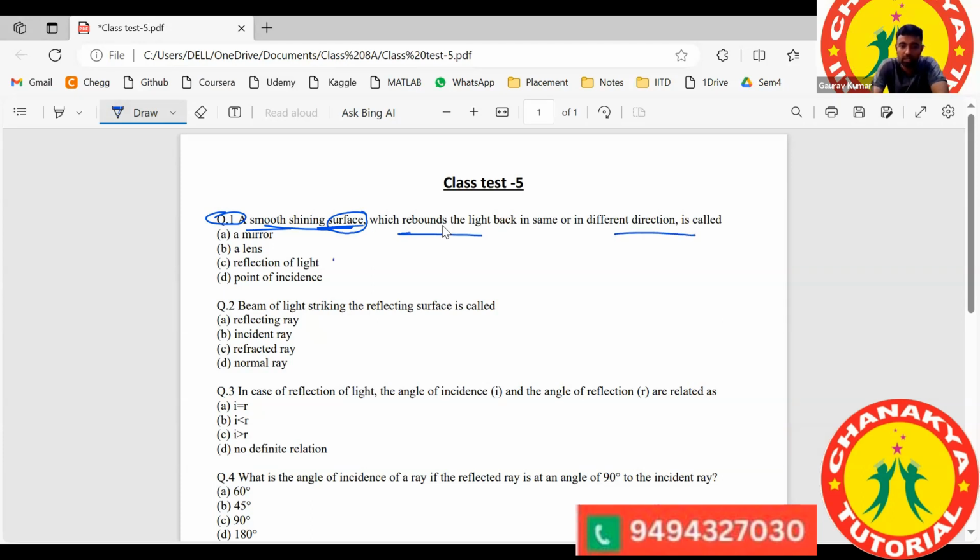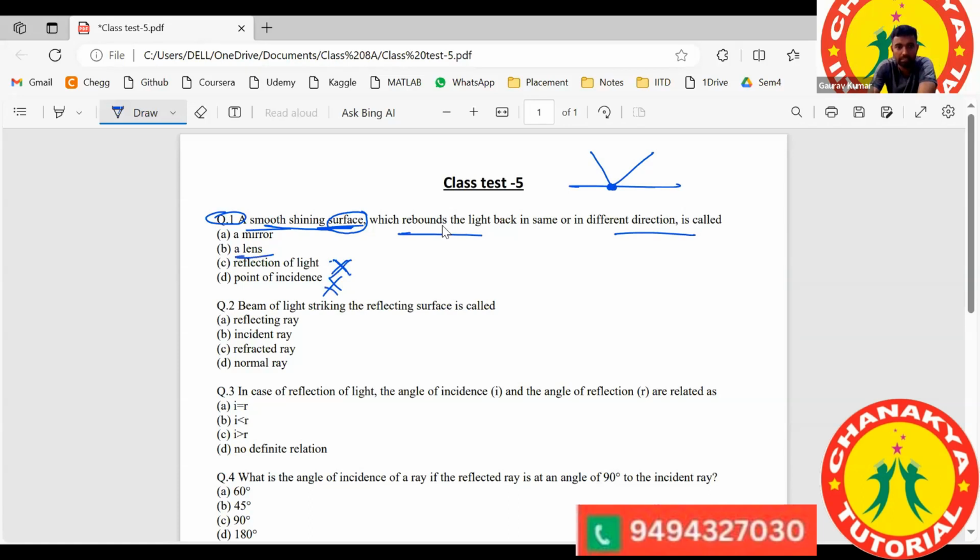So reflection of light cannot be possible because we are searching for a surface, and point of incidence is also not possible because point of incidence is a name of a place. Okay, name of a place where the incident ray and reflected ray meet. This is point of incidence. But since we are talking about a surface, we cannot take these two.